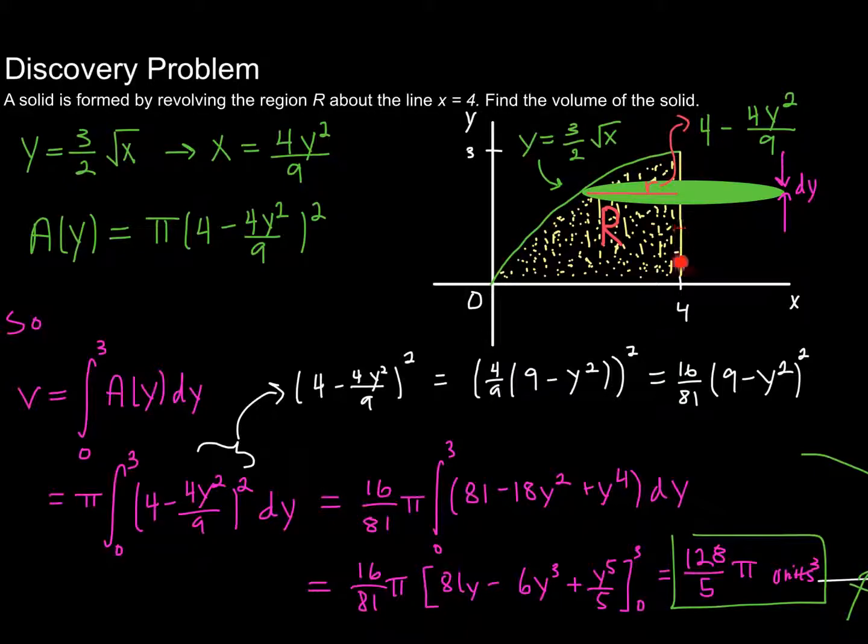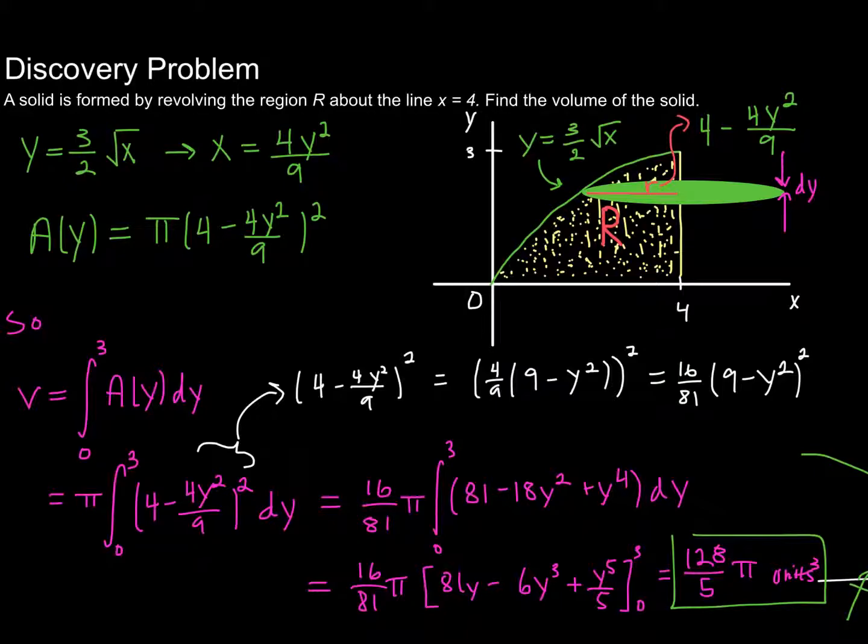The x-coordinate of this line is always 4, and we can write an expression to give us the x-coordinate of our green curve, which we did over here. Once I have those, I can combine them appropriately. Since this line here always has the bigger x-coordinate, it will be 4 minus the x-coordinate of our green curve, as we have written right there.